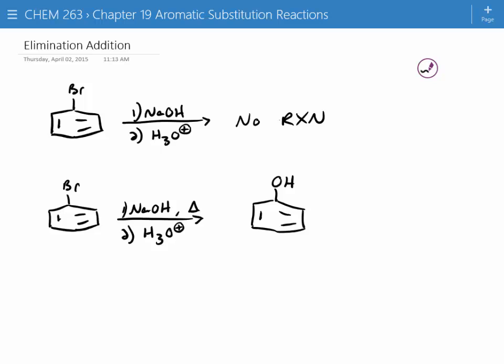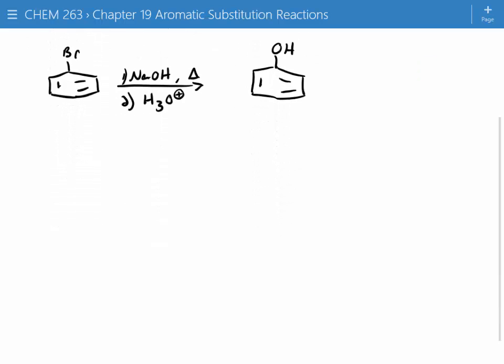You have to heat this to over 300 degrees Celsius, so it doesn't work on any complicated systems. Most of the time you would make a black tar out of this, but on really simple systems it does work. And the question was, what the heck is going on that can make this work? So let's take a look at the mechanism here.